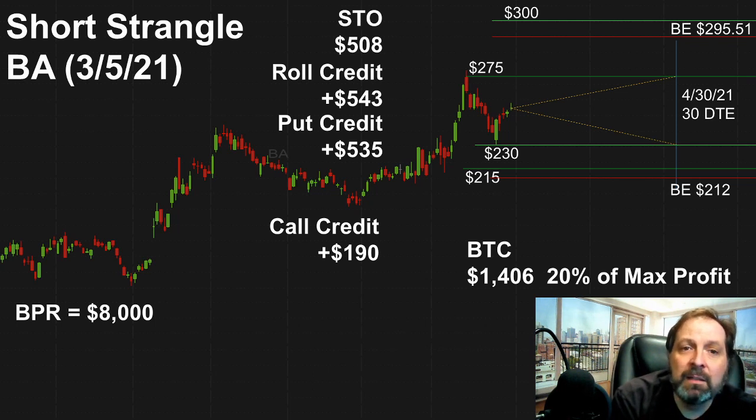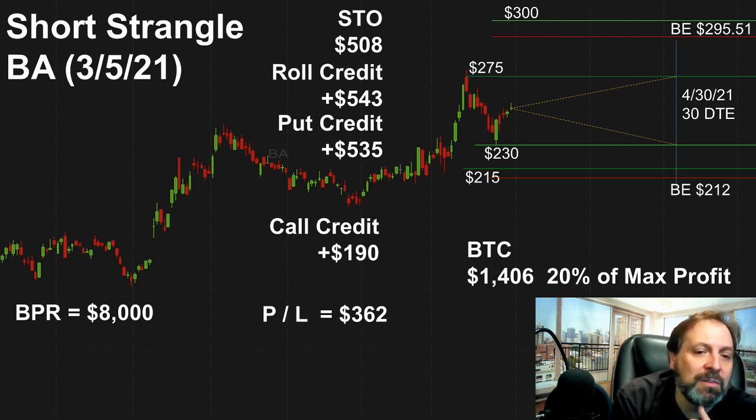So what I did was I bought to close this for $1,406. That's out of more or less $1,800. And this was 20% of my max profit. That's not great. We like to get 50%, 75% of max profit. But in this case, it was kind of jerking my chain. So I decided, let's just take our 20% and run.